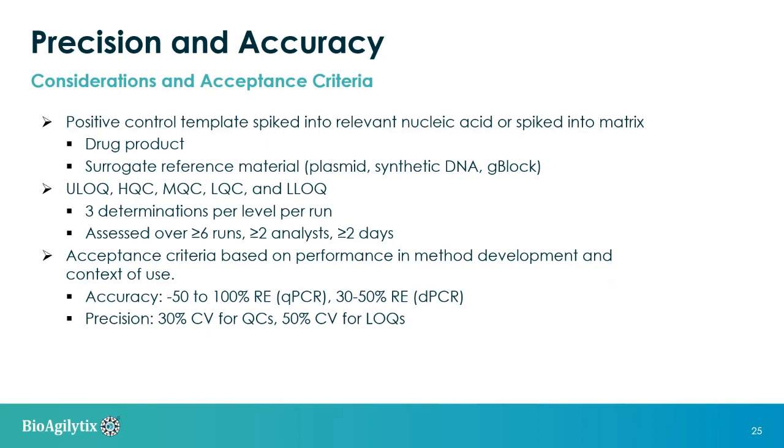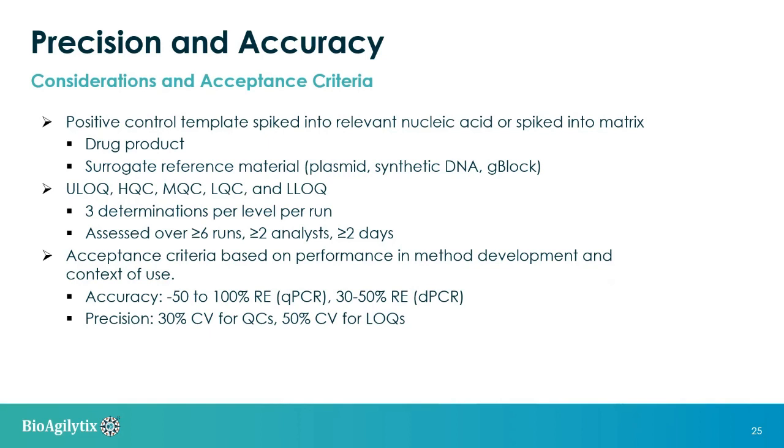And acceptance criteria should be used based on the context of use of the assay, as well as how it performed in method development. An ideal assay should have precision of your QCs around 30% CV and 50% at the limits of quantitation, an accuracy of -50 to 100% for quantitative PCR, or 30 to 50 for percent RE for digital PCR. And I do want to stress that these are suggestions, and again, acceptance criteria should be suitable based on the context of use of your assay and how it performs in method development.